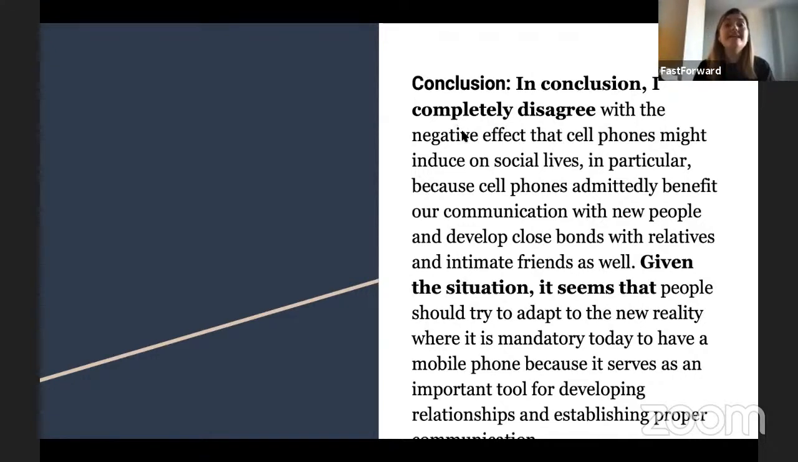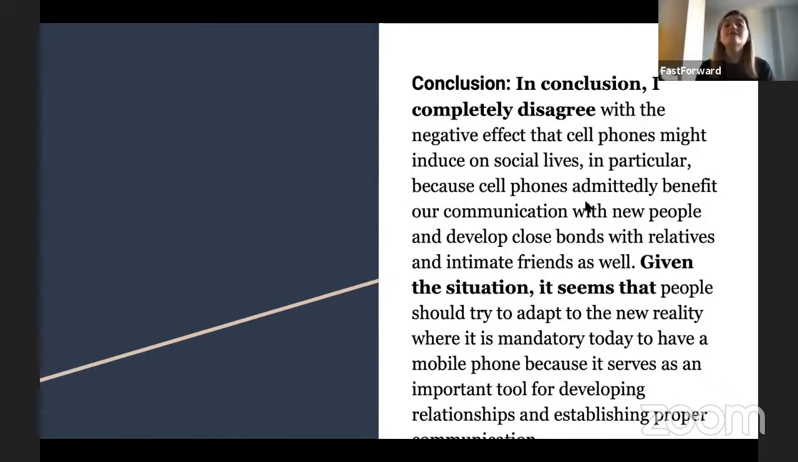I'm saying negative effect, and then I'm saying cell phones cause on social lives or induce on social lives, okay? So this is another way how you can paraphrase the topic, and that's exactly what I meant by this, okay? For your final conclusion. Then you see I'm using the word because, as I promised in my structure, and I'm getting back to my reasons.